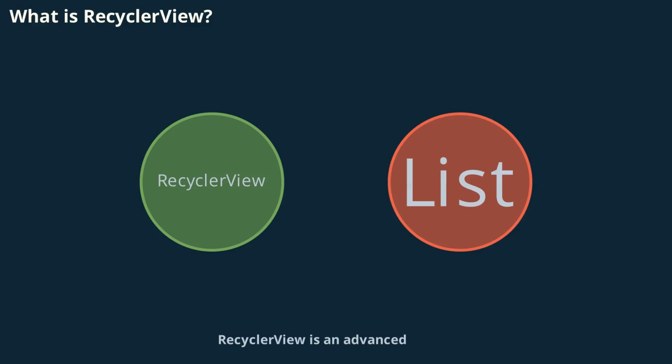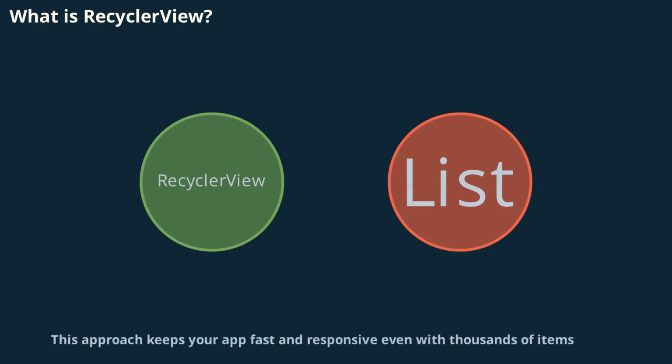RecyclerView is an advanced, memory-efficient way to display scrollable lists in Android. Instead of creating a UI element for every item, which could crash your app with large datasets, RecyclerView only creates enough views to fill the screen and recycles them as you scroll. This approach keeps your app fast and responsive, even with thousands of items.